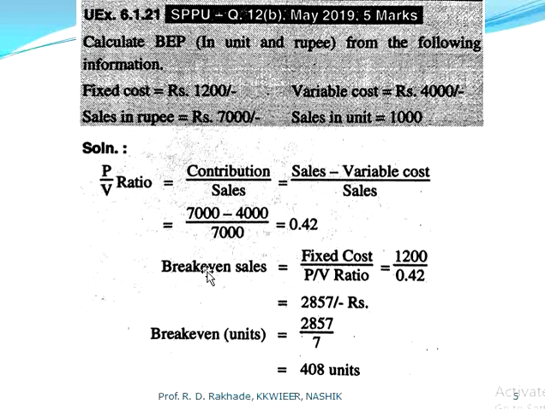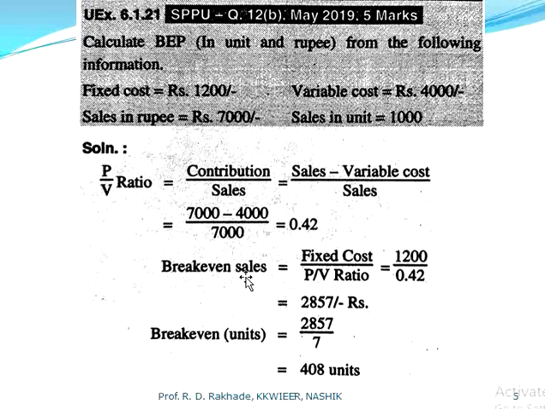Contribution is equal to sale into profit volume ratio. The same formula is applicable to calculate the break-even point. Start with profit volume ratio equal to contribution upon sales. Contribution again we can put as sale minus variable cost, upon sale. We have sale price 7000, variable cost 4000, and sale 7000. So at full capacity we calculate the profit volume ratio as 0.42.